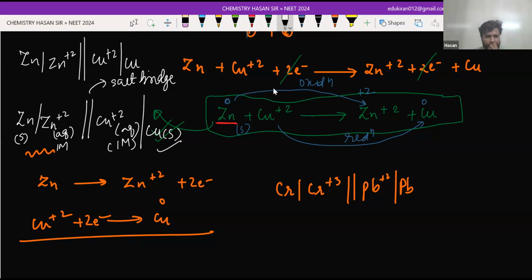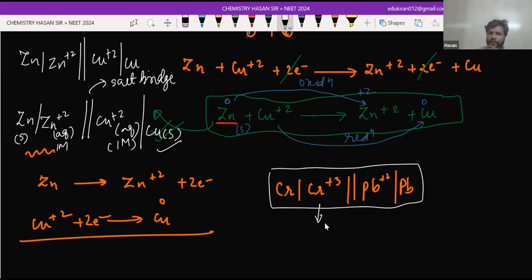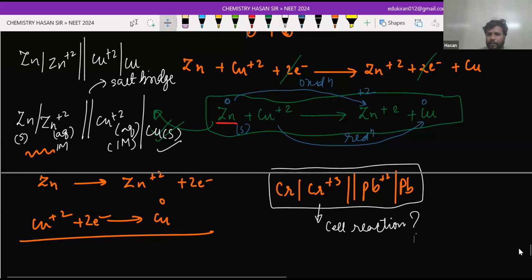Can you please repeat the last point? You need to write the cell reaction for this cell representation. What will be the cell reaction for this? Can I see it? You can tell me the reaction if you have done it.